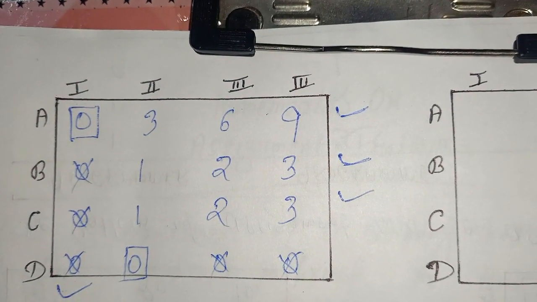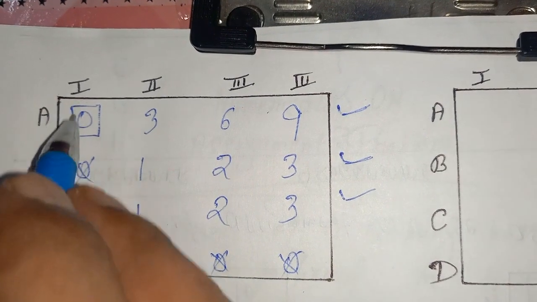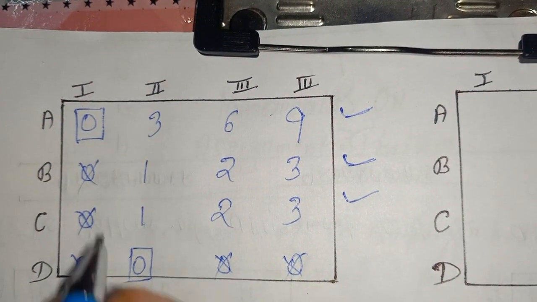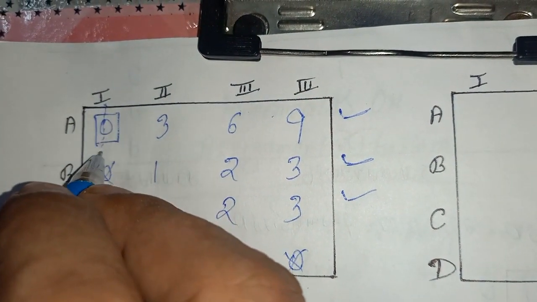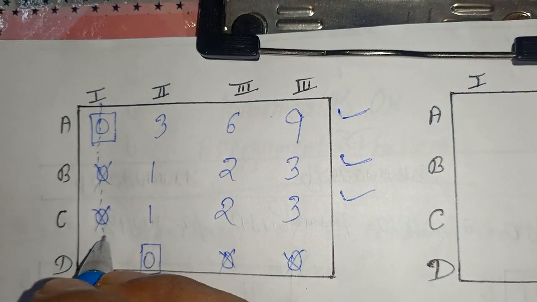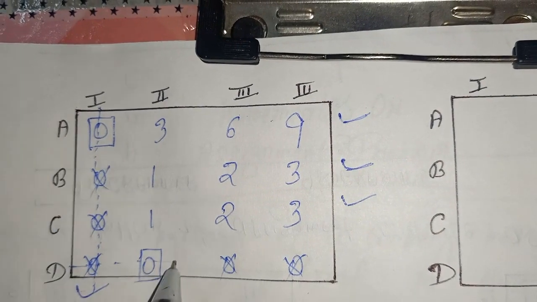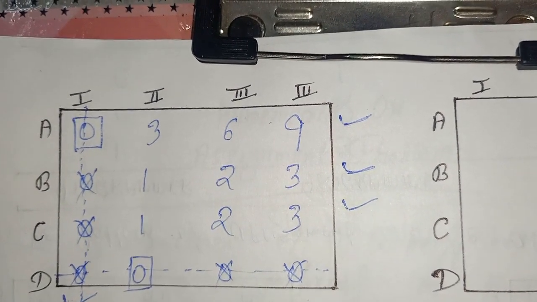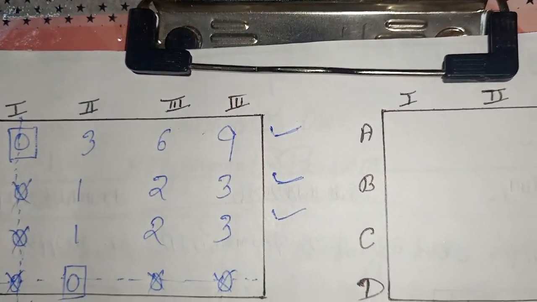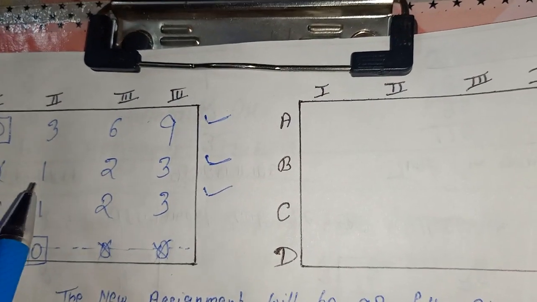Now cover the ticked column and the unticked row. So this particular row and this particular column will be covered. Okay, so we have the new solution as follows.